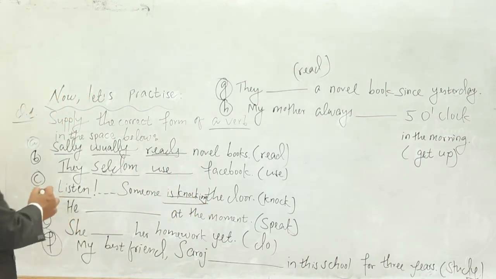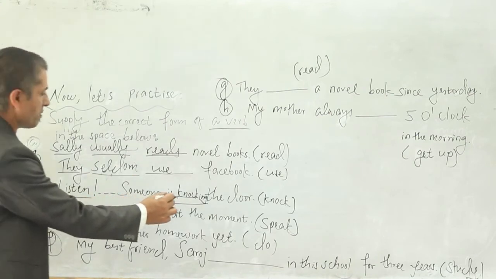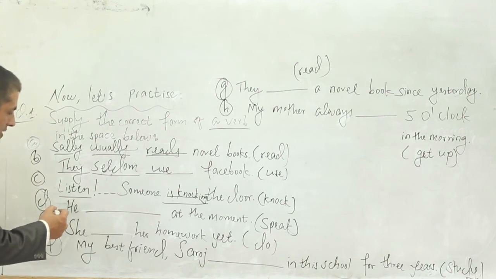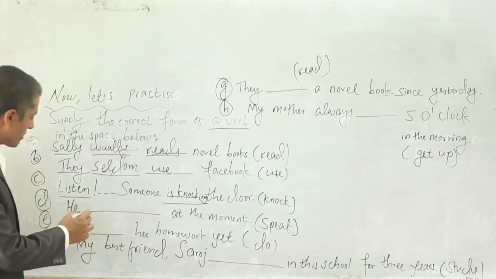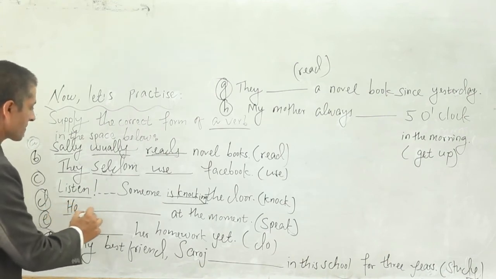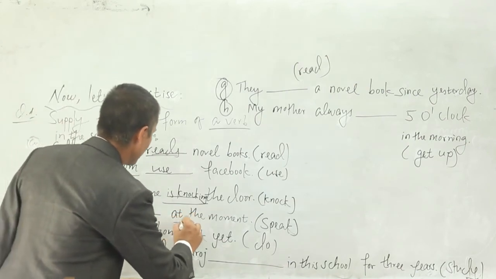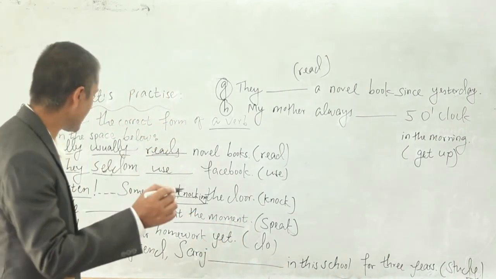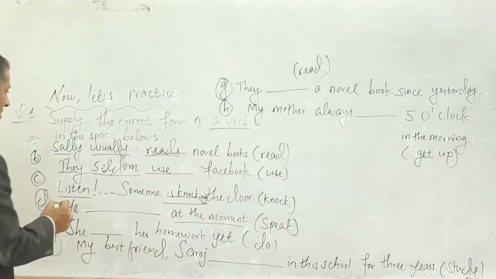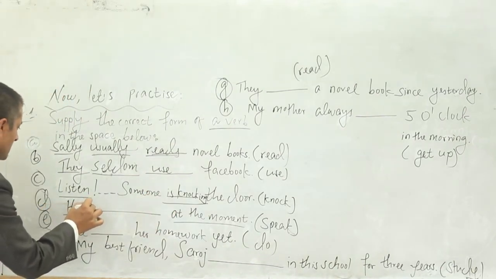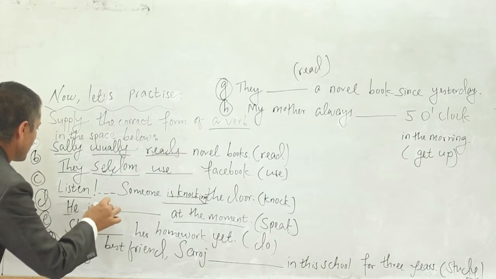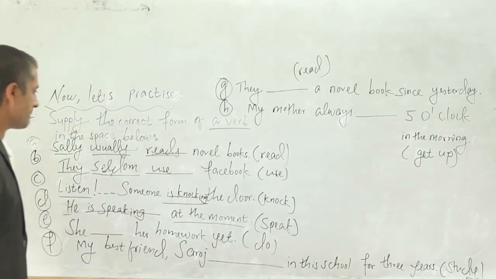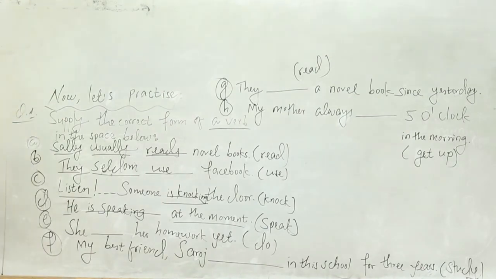Now number D. He dash at the moment. Speak. Okay, what do you have to notice here? The subject is he, and we should notice that at the moment is the time word. So we should write here: he is speaking, S-P-E-A-K-I-N-G. Speaking at the moment, right?